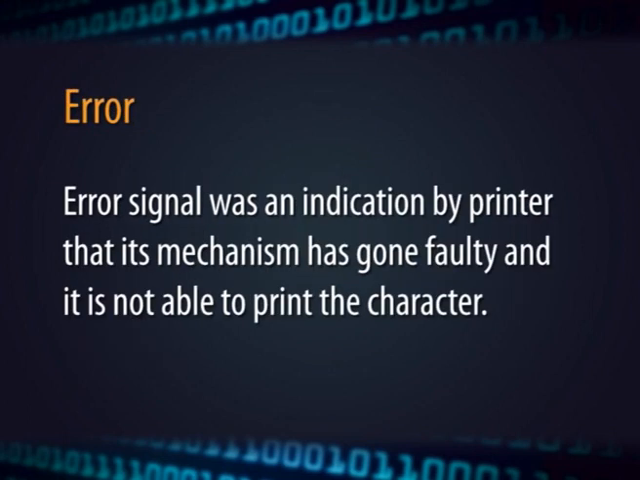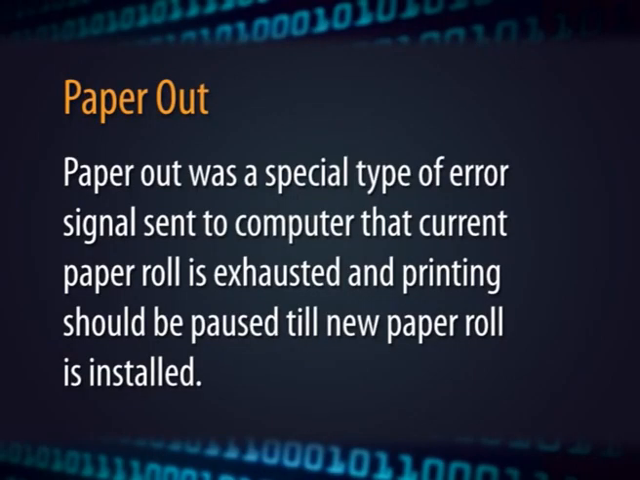Error signal was an indication by printer that its mechanism has gone faulty and it is not able to print the character. This could happen when continuous paper roll would get stuck or jammed inside the printer. Paper out was a special type of error signal sent to computer that current paper roll is exhausted and printing should be paused till new paper roll is installed.